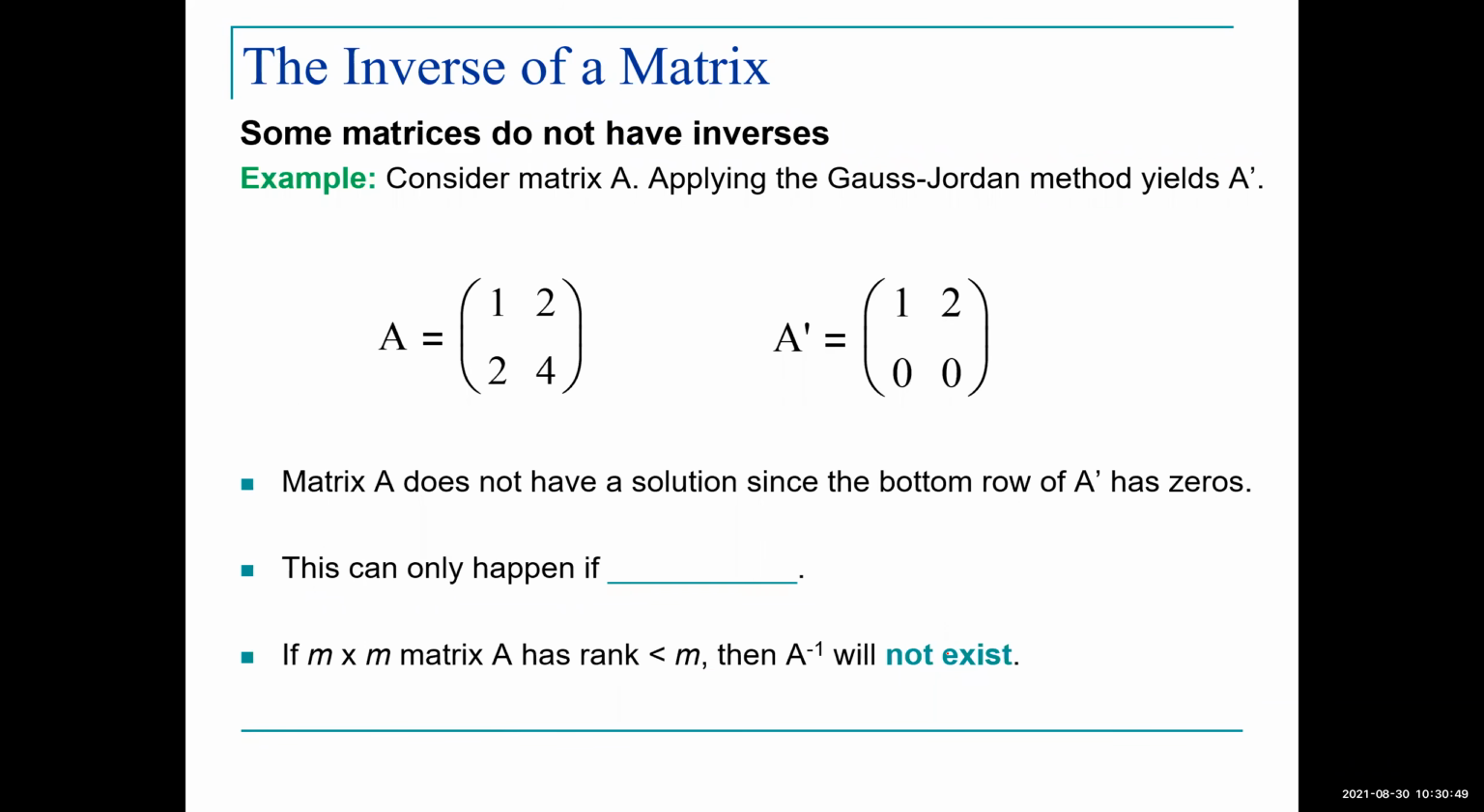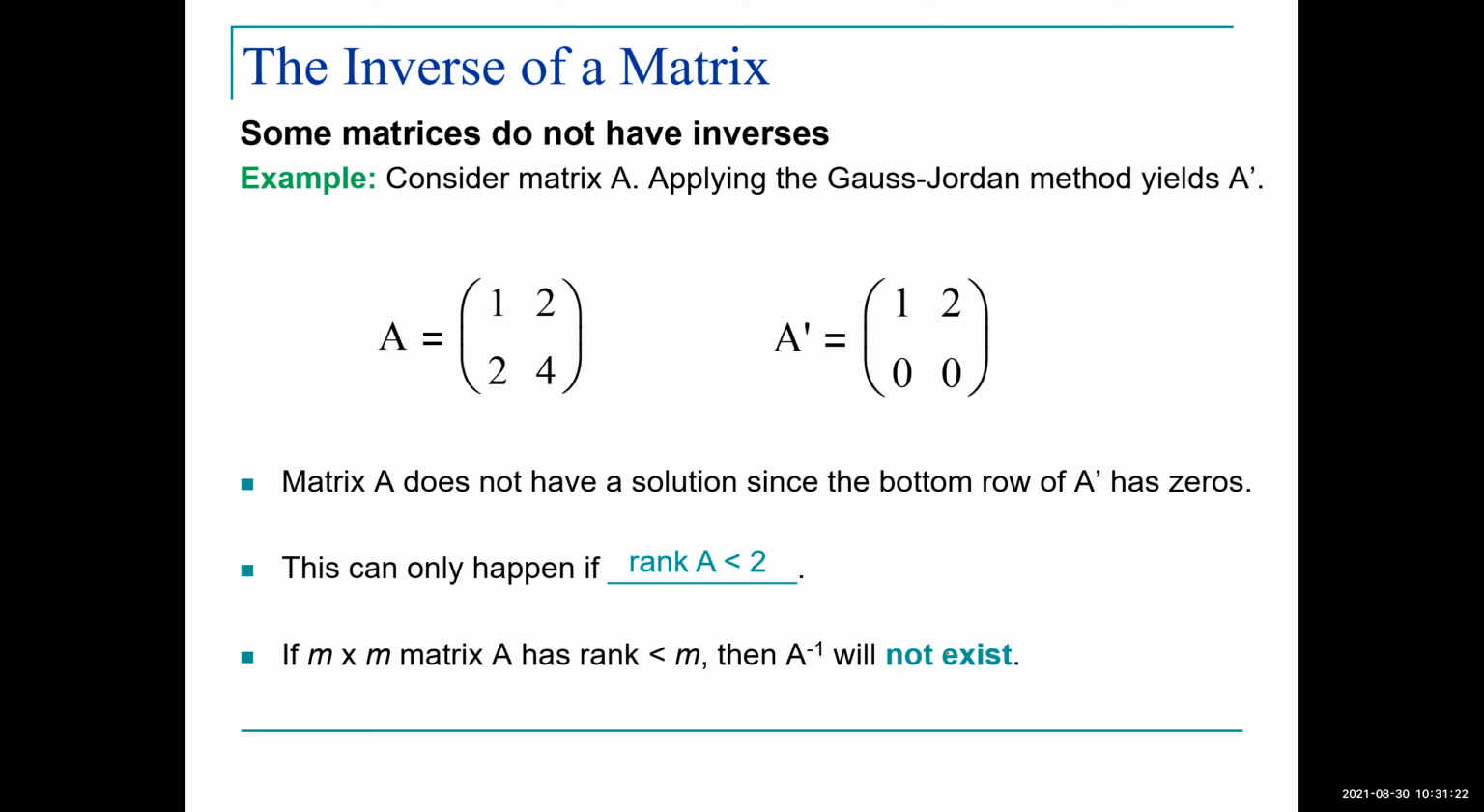Some matrices do not have an inverse. For example, consider matrix A; applying the Gauss-Jordan method yields A prime. In this case, we end up with zeros in one of the rows. So matrix A does not have an inverse since the bottom row of A prime has zeros. This can only happen if the rank of A is less than the number of rows. So if an M by M matrix A has a rank that is less than M, then the inverse does not exist.